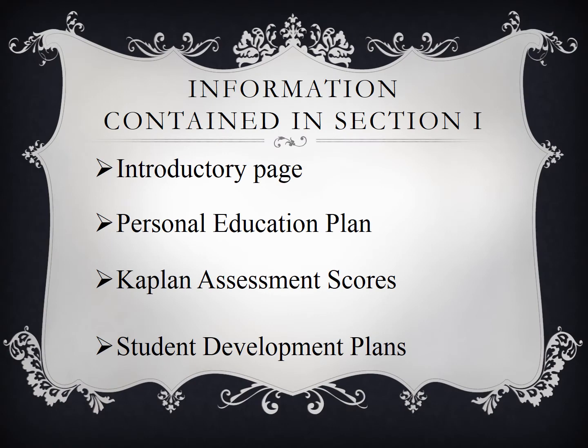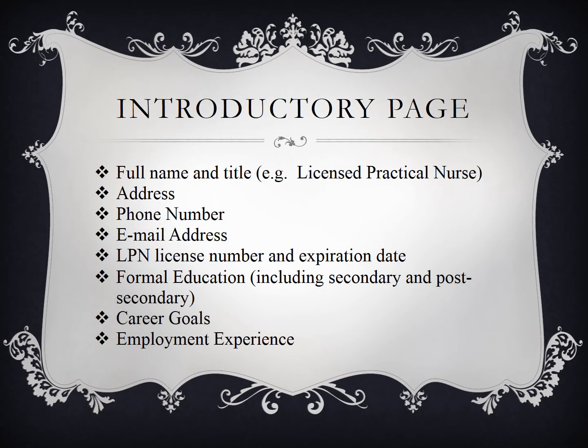Let's review the information contained in Section 1. Introductory page, personal education plan, Kaplan assessment scores, and student development plans. Introductory page: it should have your full name and title, your address, your phone number, your email address, your LPN license number and expiration date, your formal education including secondary and post-secondary, career goals, and employment experience. The site may ask for your social security number and other personal information that is not required for this.